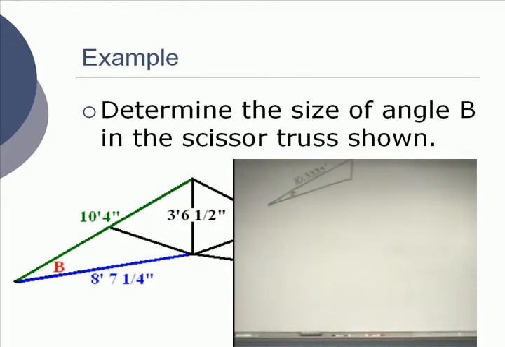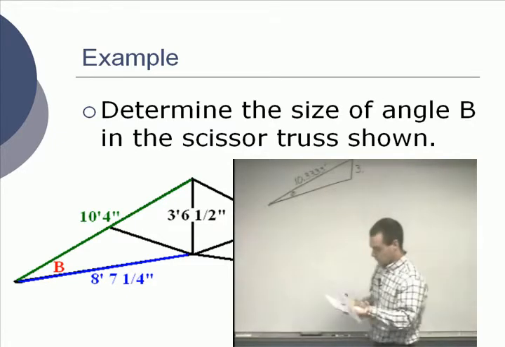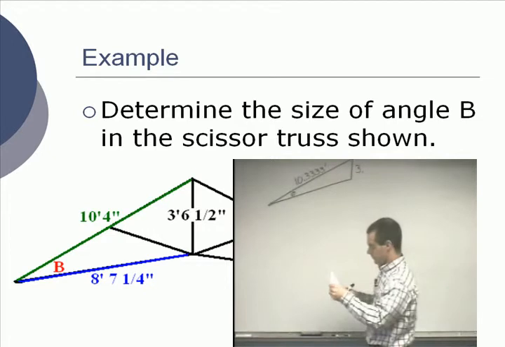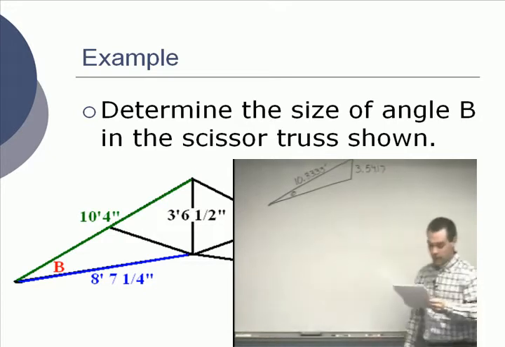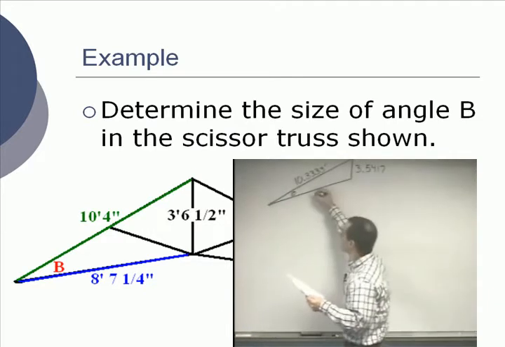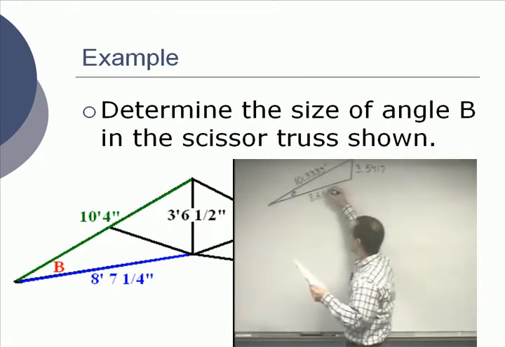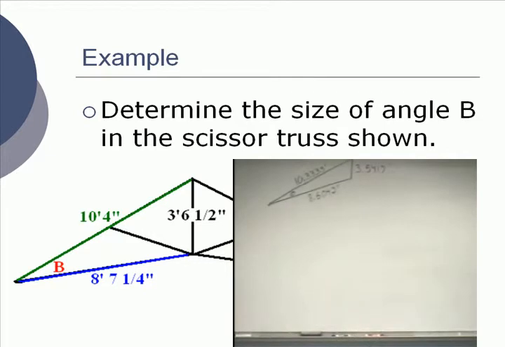Three feet 6.5 inches. 6.5 inches divided by 12 is 3.5417. And the bottom member, 8 feet 7 1/4 inches. That's going to be 7.25 divided by 12, which is 8.6042. Everybody agree with those measurements in feet? Either one would be equally accurate as long as you leave enough decimal places.